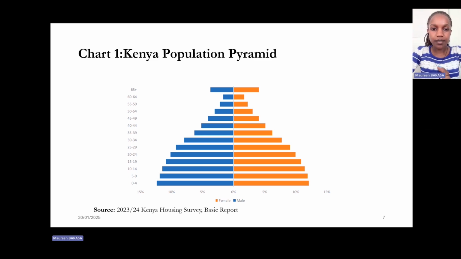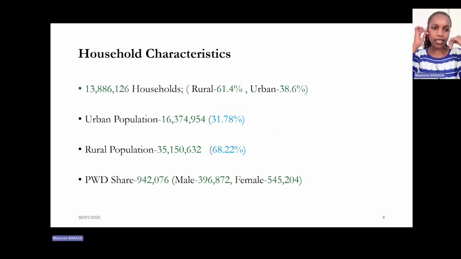So from the ages of 0 to 4 all the way to 30 to 34, it's a huge bulge in population, the youth population and also the child population. This simply shows the demand side for housing in future from this population. And also the dependency ratio in terms of those who are under 15 and those who are over 65 years. And then we'll be looking at different household characteristics.